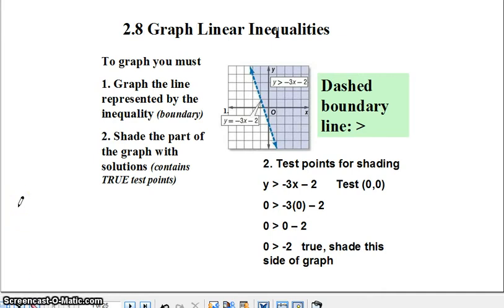Okay, so here's 2.8, graphing linear inequalities. We're also going to do absolute value inequalities. So here are some guidelines.